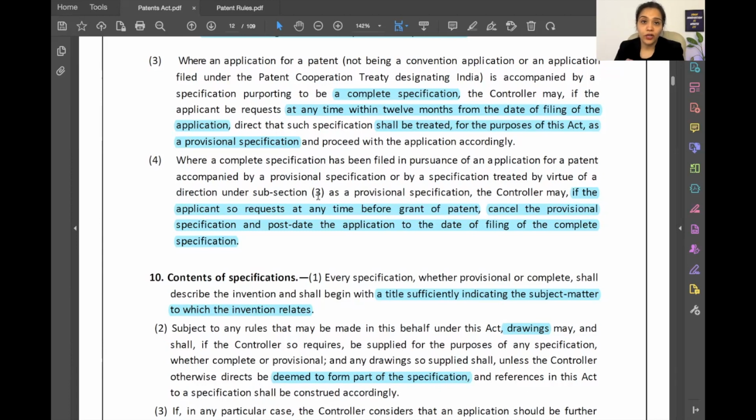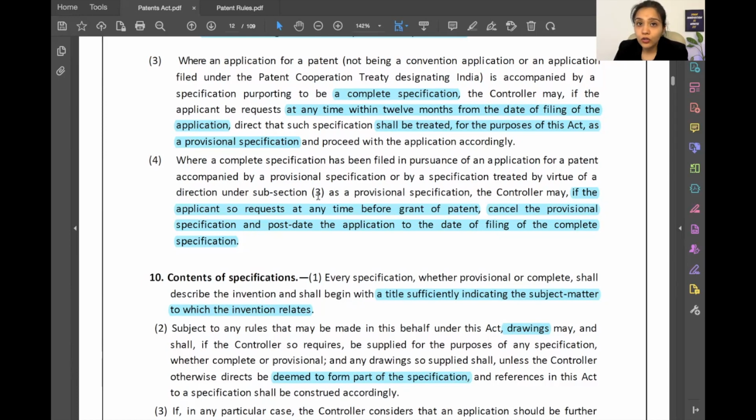See, one of the important aspects of filing a provisional specification is to claim priority date. So now if I am filing a provisional specification, I am claiming priority date and then I am filing a complete specification. Now, any time before grant of patent, I can say to the controller that I do not want to claim priority from my provisional application.